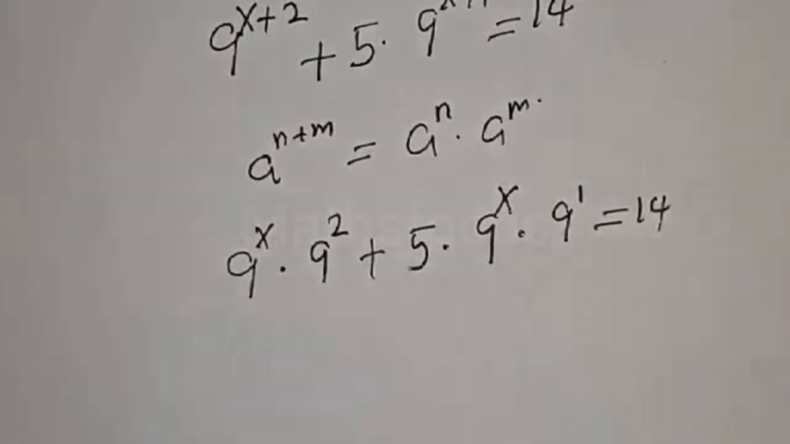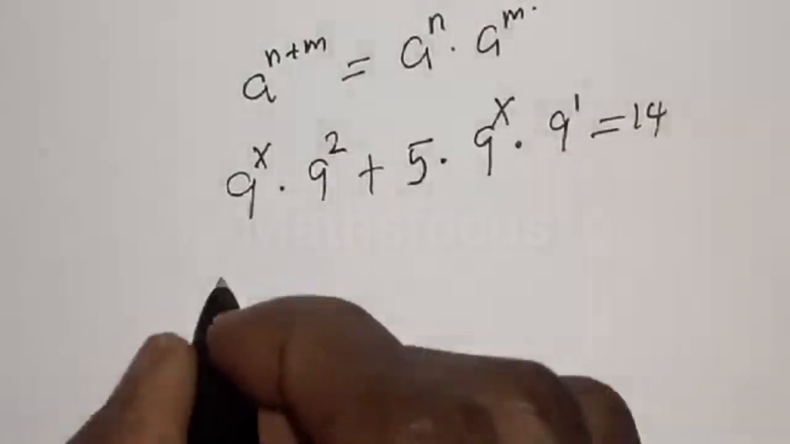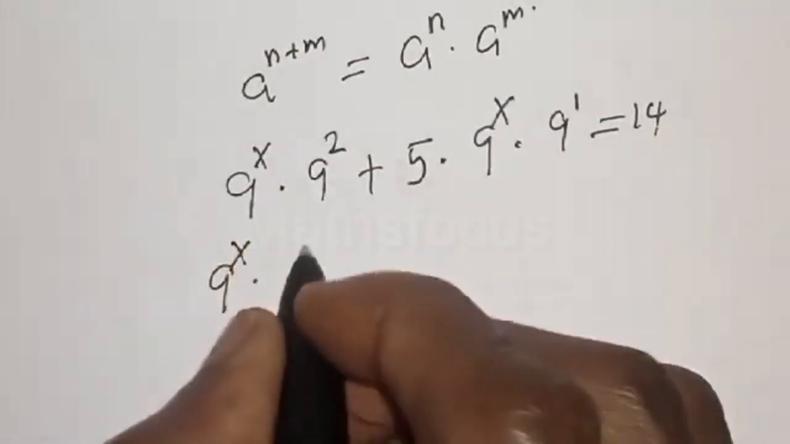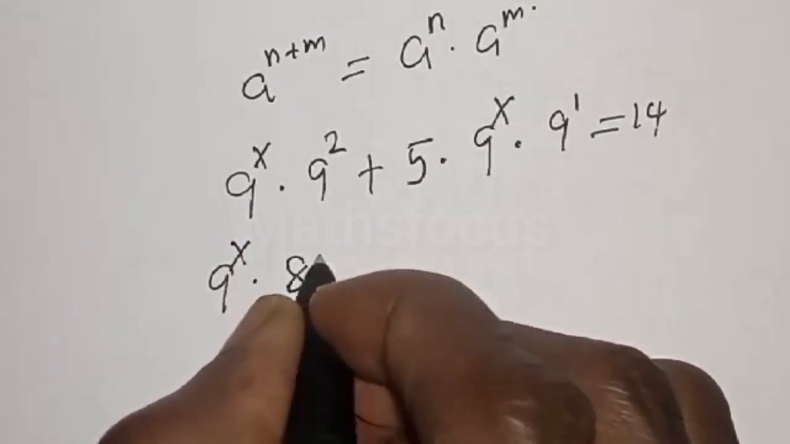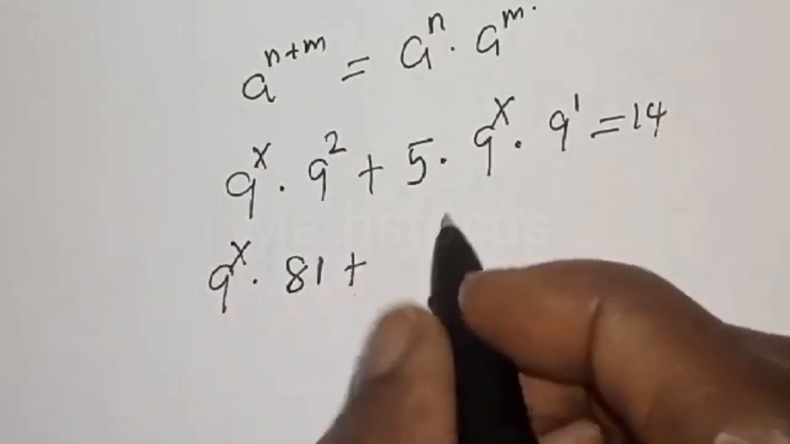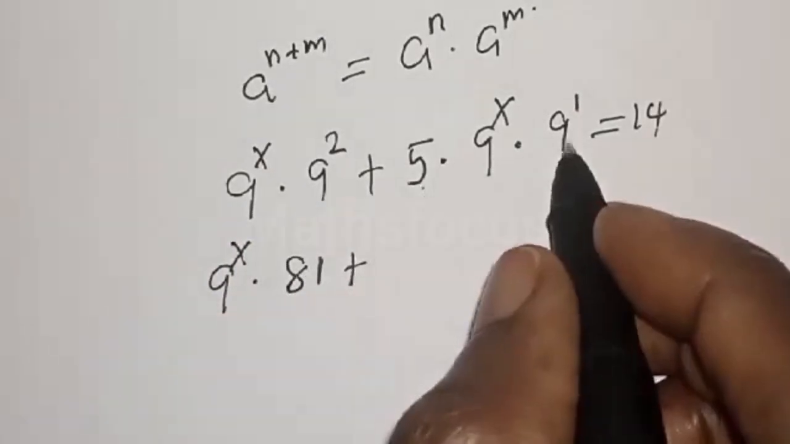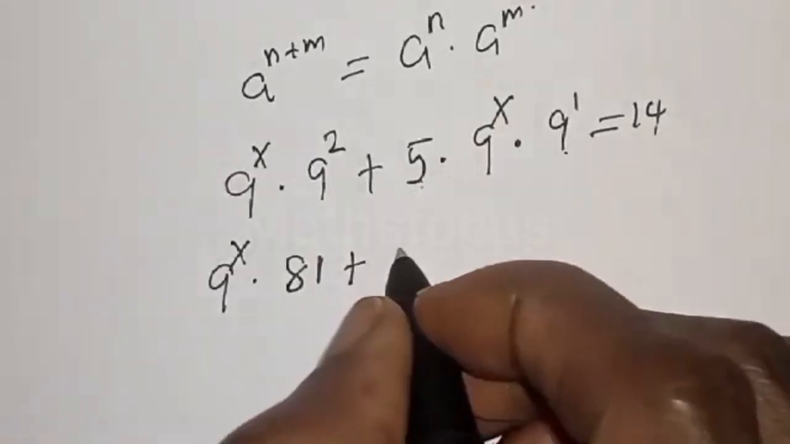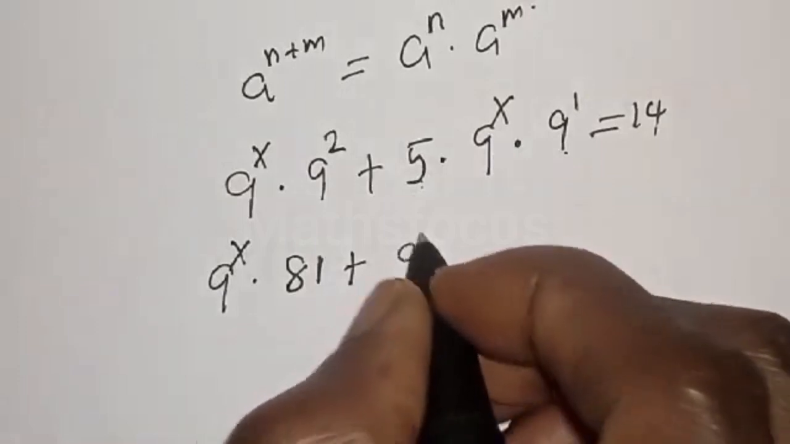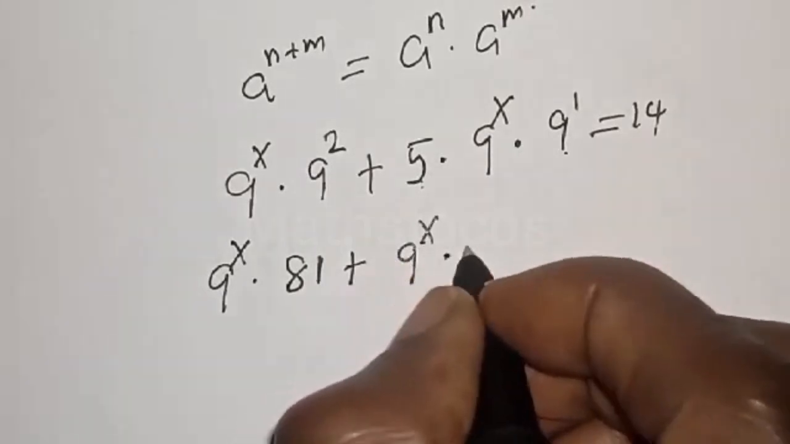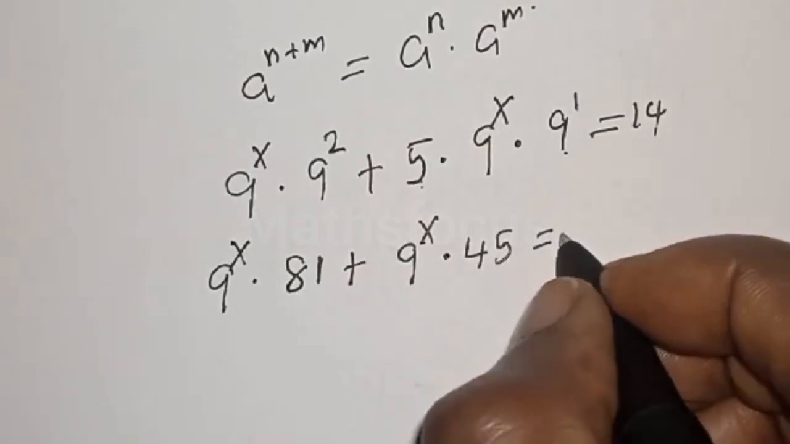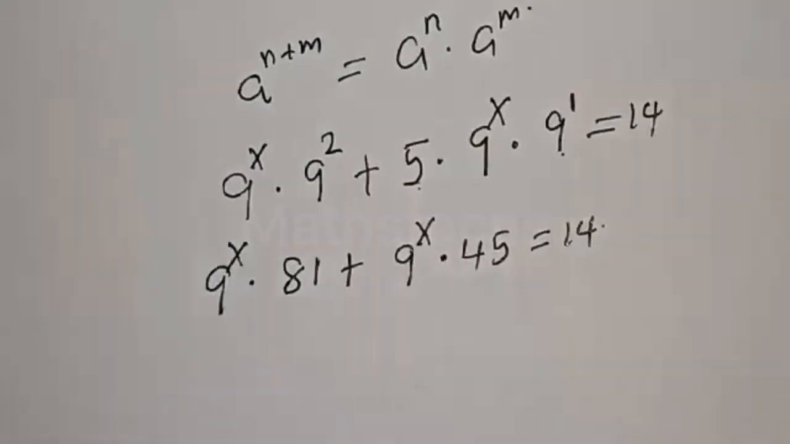Now, 9 raised to power s multiplied by 9 squared, that is 81, plus here is 5 and this is 9. 9 raised to power 1 is 9. 9 times 5, this is 45. Then we have 9 raised to power s multiplied by 45 is equal to 14.